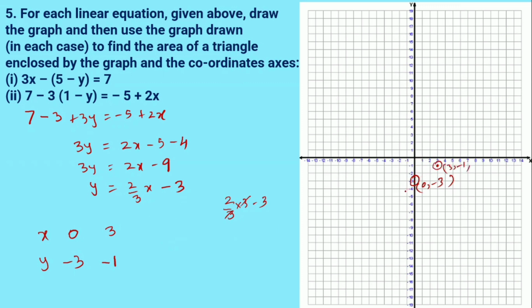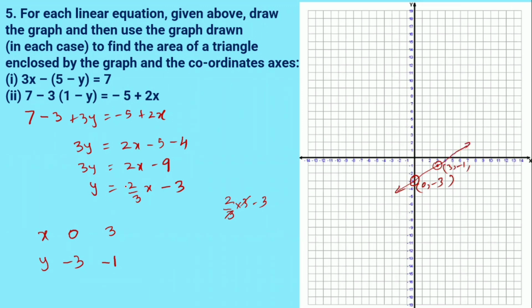Okay, and now let us join these 2 points and extend it further. So joining these 2 points and extending it further, let us see the triangle formed. So we have 0 comma minus 3 and 3 comma minus 1. And this is the triangle which is being formed.